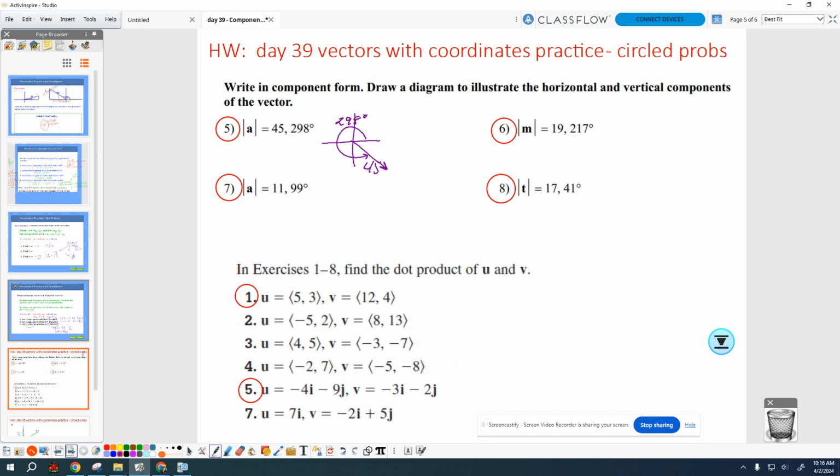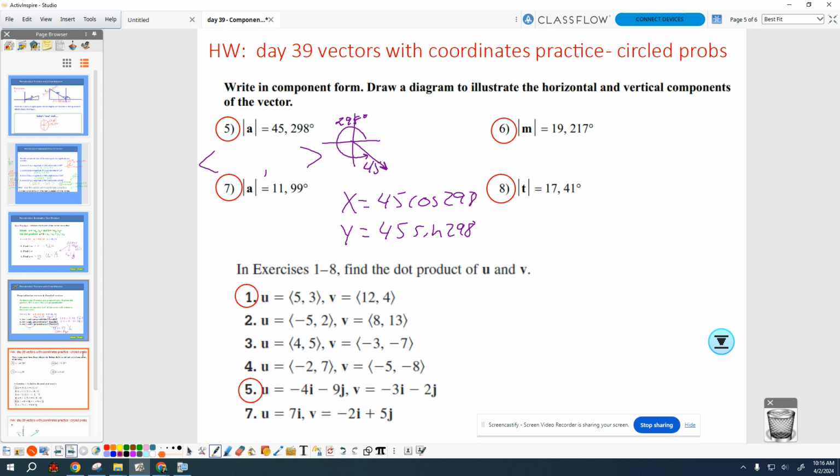So this was the warm-up. How do I find the x? You do cosine for the x and sine for the y. Sine 298. And then you take the x and you put it in, and the y and you put it in. So do that. Here, you've got the calculator. So each of these is just asking you to find the x and the y components.